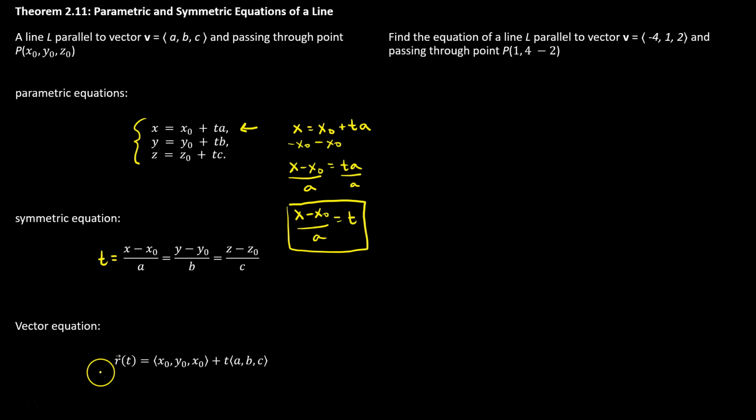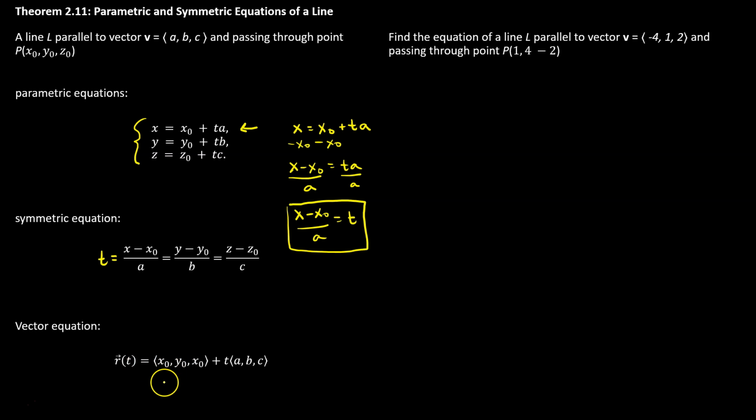And then lastly, we have what we call a vector equation. We're going to get into vector equations a lot more in chapter 3. So this will be just a kind of preview of what vector equations are. This equation takes in a parameter t, it applies some vector operations, and then the result is a vector itself.